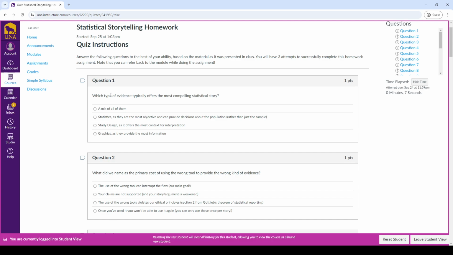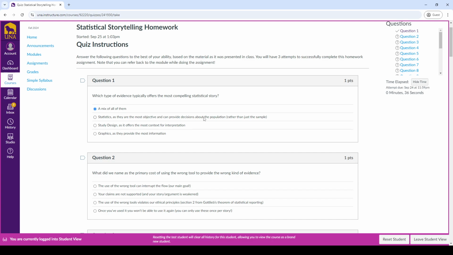Question 1, which type of evidence typically offers the most compelling statistical story? Statistics, most objective, study design, context for interpretation, graphics, most information. I'm going to go with a mix of them all because really all of them provide unique things. And so putting them all together is how we really get the most comprehensive story possible.